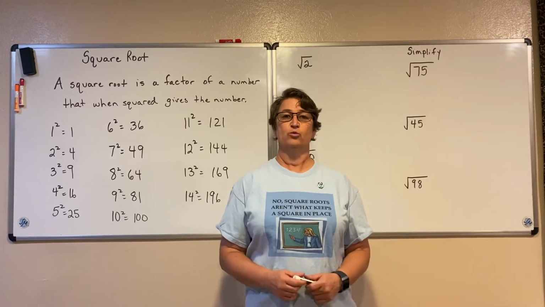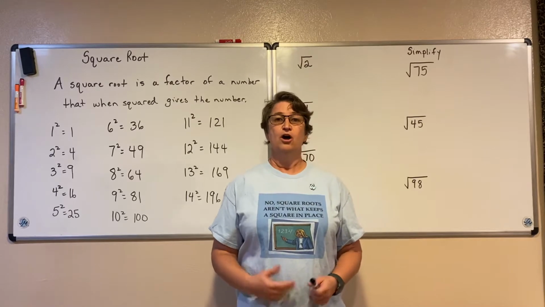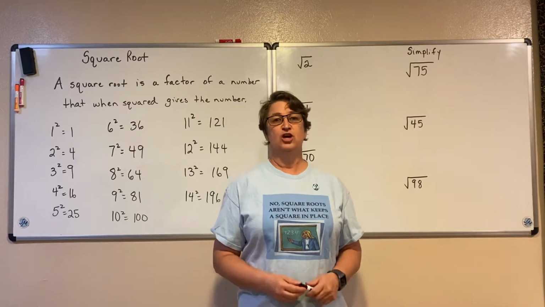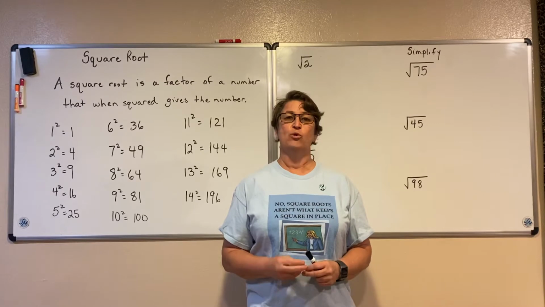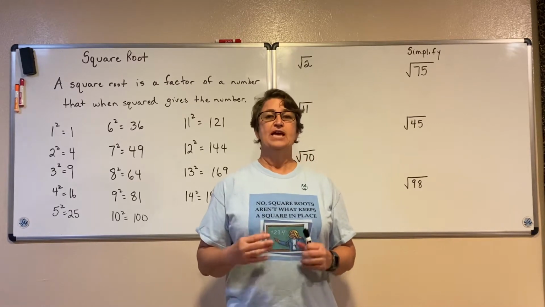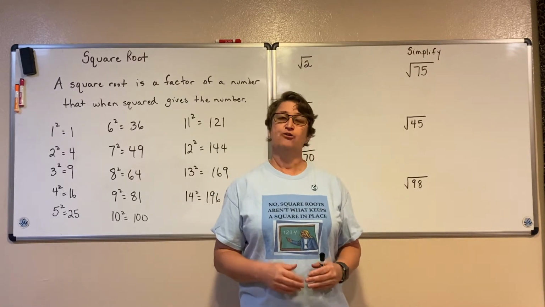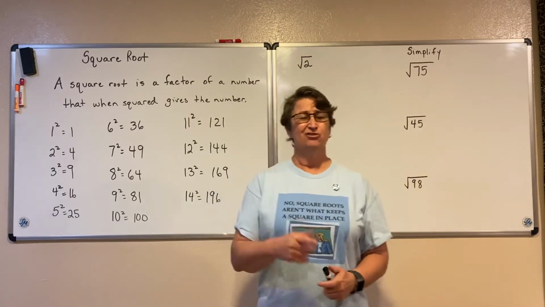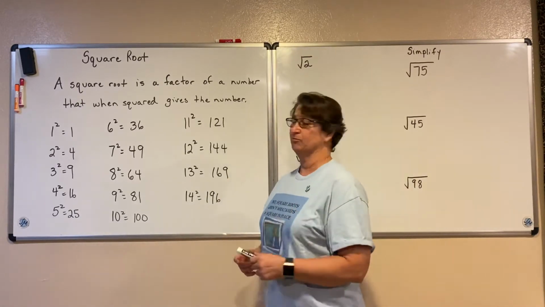Let's look at square roots. To take a square root is just to look for a number that, when it multiplies together, gives you the number underneath the radical. I used a lot of words there that I need to explain.